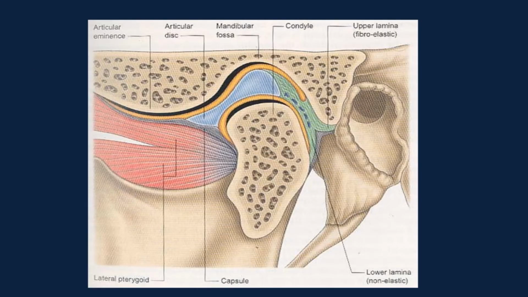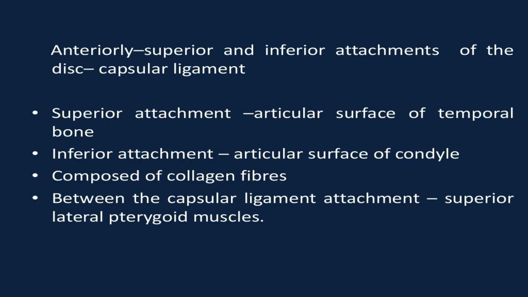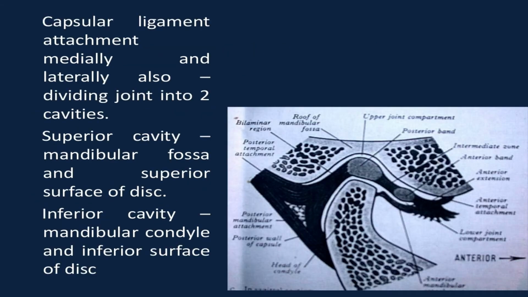23. Anteriorly, the superior and inferior attachments of the disc: the capsular ligament, the superior attachment to the articular surface of the temporal bone, and the inferior attachment to the articular surface of the condyle, composed of collagen fibers between the capsular ligament attachment and the superior lateral pterygoid muscles. 24. The capsular ligament attaches medially and laterally also, dividing the joint into 2 cavities.